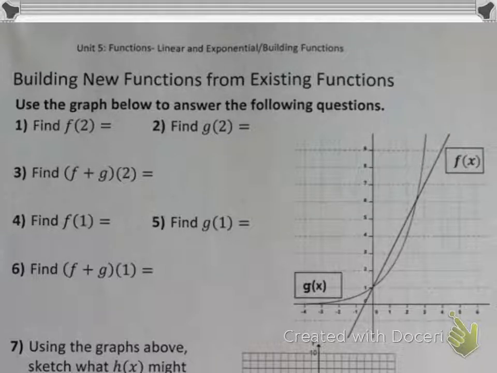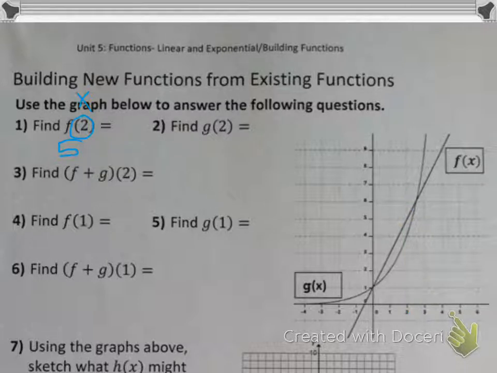It says use the graph below to answer the following questions. The first one is f of 2. Well, this 2 is my x value. So when I go over to 2 on my x, which is right here, I need to find where f of 2 is. The g of x function is the curve, and the f of x function is the straight line. So I'm going to find my value on my straight line because it's my f of x function. Where exactly is my value of 2 on my straight line? Well, it looks like it's right here up at 5. So f of 2 equals 5.